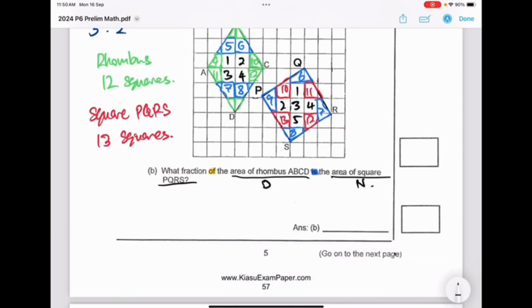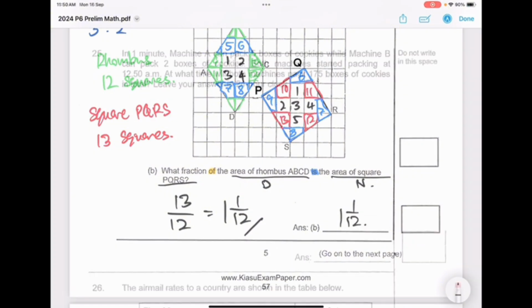Knowing this, I just want to form my fraction. Knowing the denominator is my rhombus, definitely I'll put the 12 below. My numerator has to be the square, which is 13. And what we don't want to do is to leave it as an improper fraction. So I want to change it to a mixed number. And that would give me 1 and 1 over 12. And this is my answer for part B.